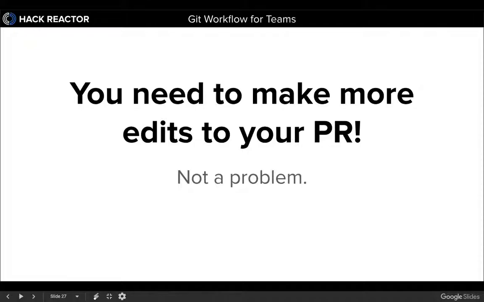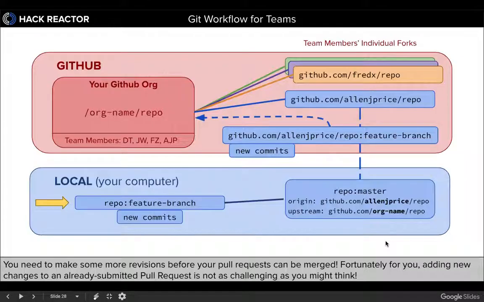Now you need to make more edits, the other scenario, if it did not work. If the Scrum Master told you this is not going to work, I need to change some things, you need to make more edits in your pull request. It's fine. You need to make some more revisions so your pull request can be merged. Adding new changes to an already submitted pull request is not as challenging as you might think. So I already submitted the pull request, but the Scrum Master told me I cannot merge it, I cannot accept it. Go do some changes.